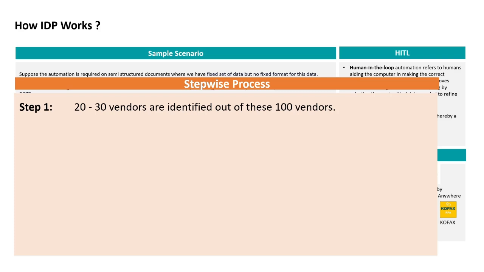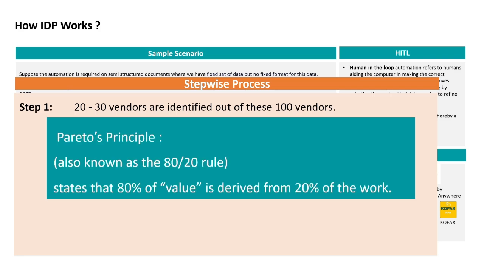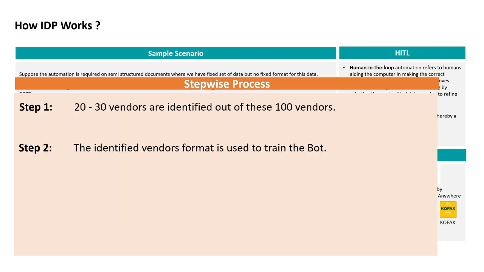100 vendors based on Pareto's principle, which is also known as the 80/20 rule. It states that 80% of value is derived from 20% of the work. Based on this, we will identify those 20 to 30 vendors who are contributing most to the project. Then in step 2, we can use these vendors' formats to train the bot.